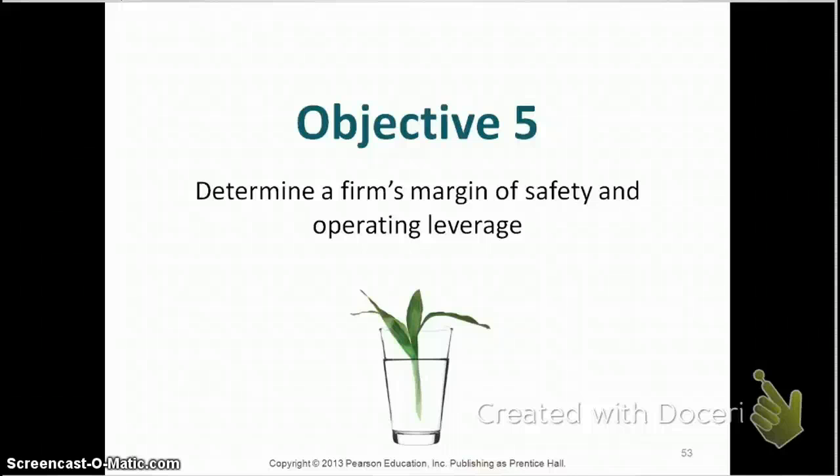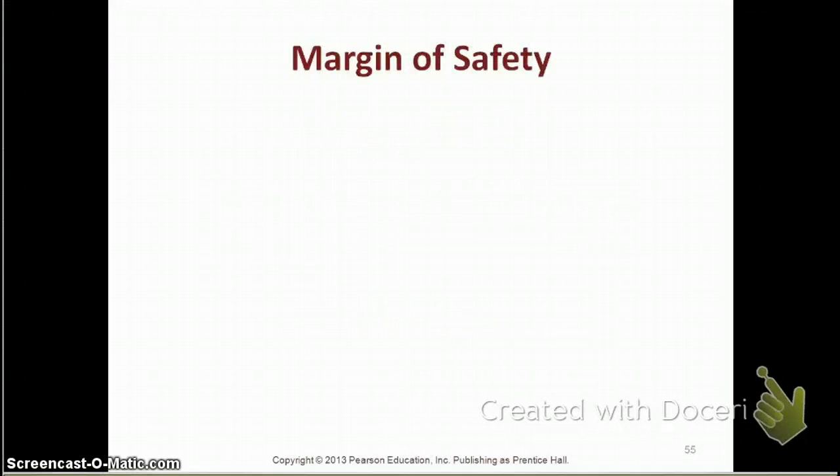In this section, we're going to talk about margin of safety and operating leverage. Both these are indicators of risk for companies. First, we'll take a look at margin of safety.